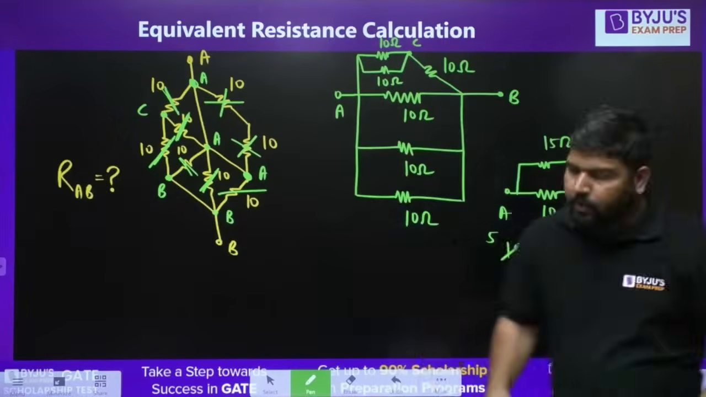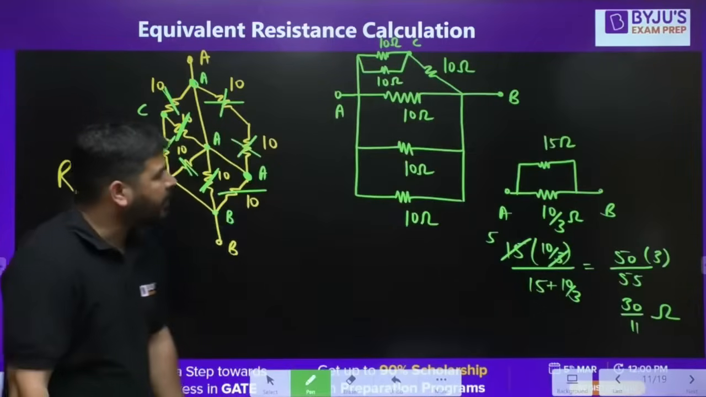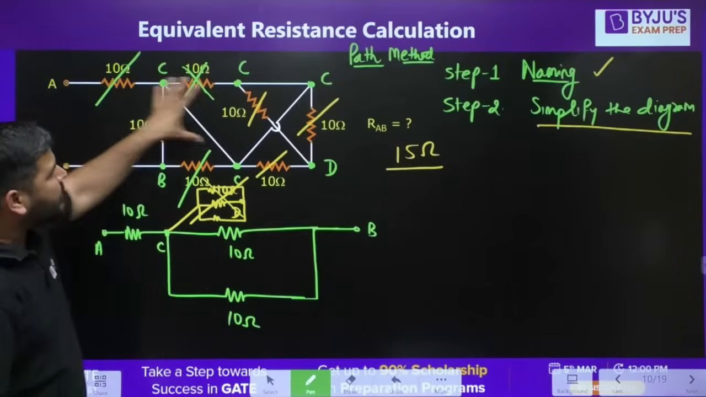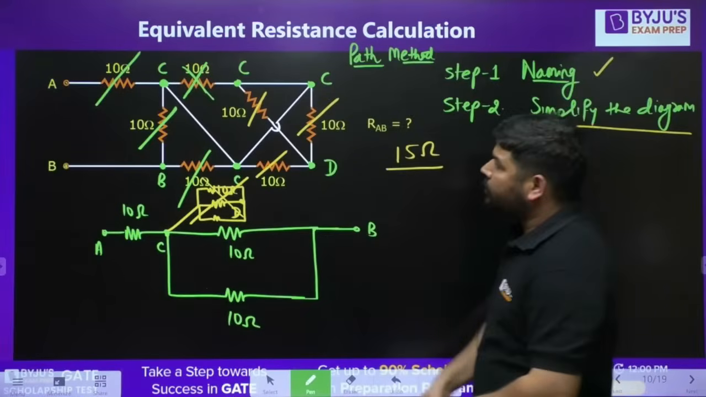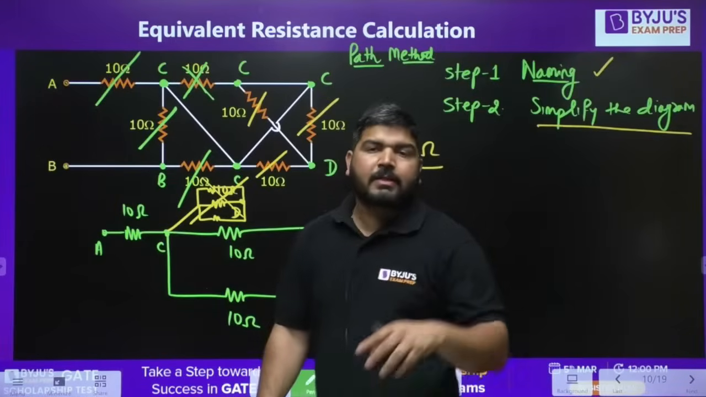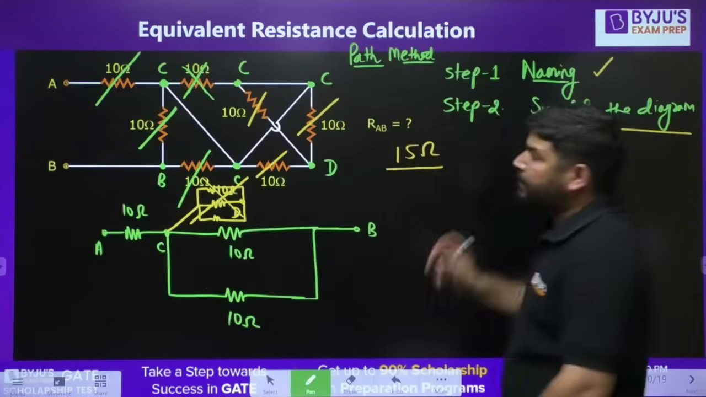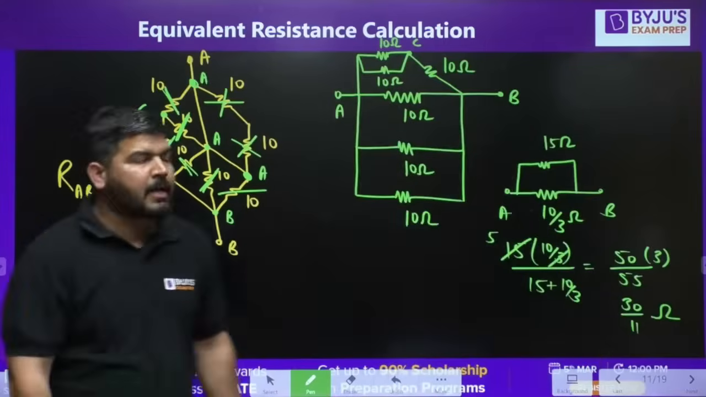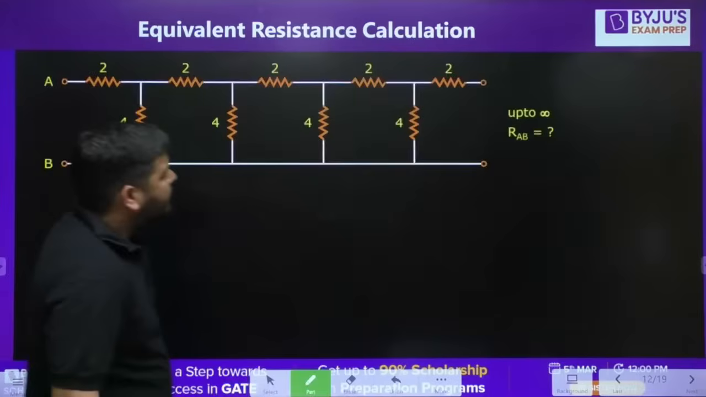So I told you how to simplify this circuit and how to calculate the equivalent resistance. It's very easy. I hope it is clear to everyone. There are some circuits in which it is difficult to analyze which two resistors are in parallel and which two are in series. So you can always apply the path method, check which resistors are in series and parallel, simplify the diagram and solve it. Let's come to the next thing.